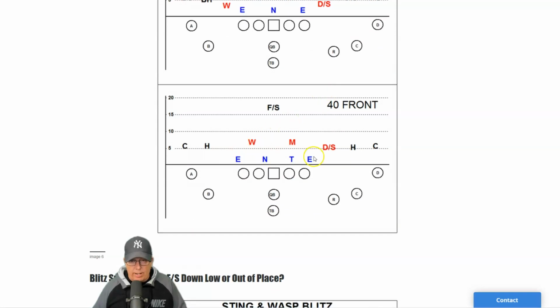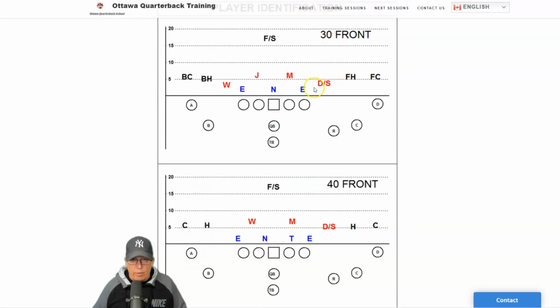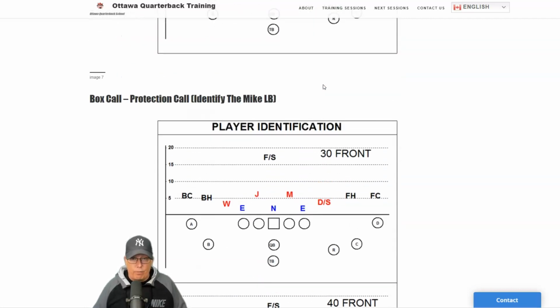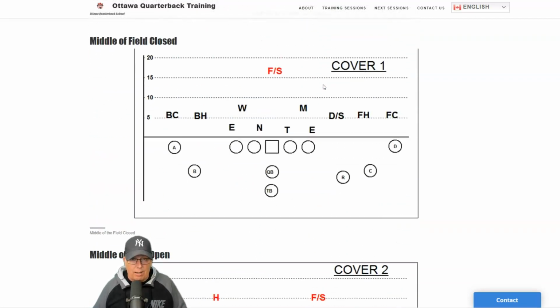So 40 front right here. Hey, 52 is the Mike, 52 is the Mike, and then I got a 40 front right here, or 30 front, and I got a walk down Sam, so I have a 7-up call, right? So there's the fourth checklist item in the operating system.